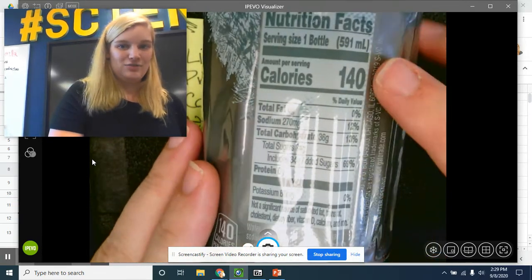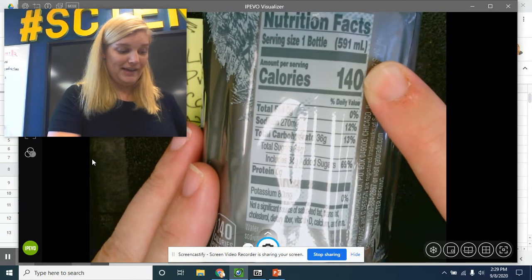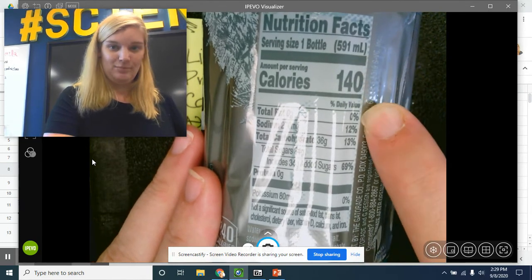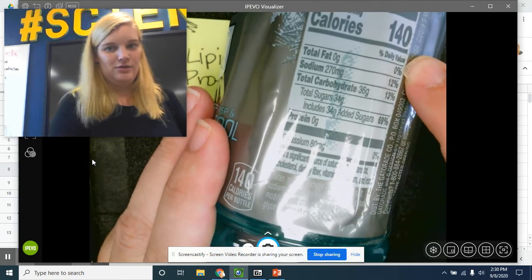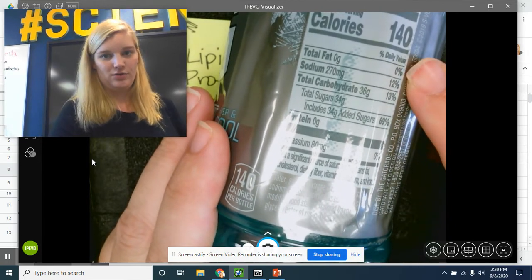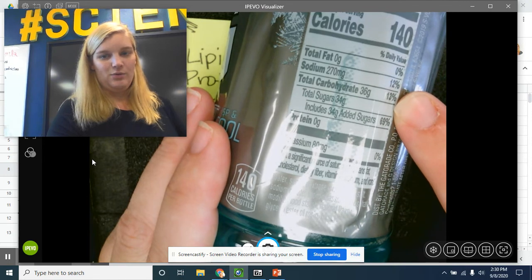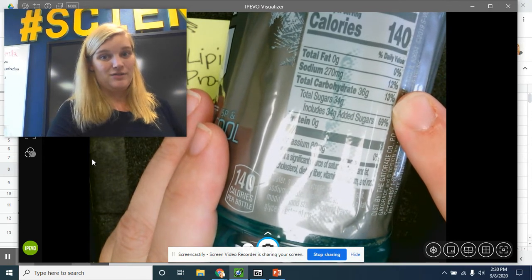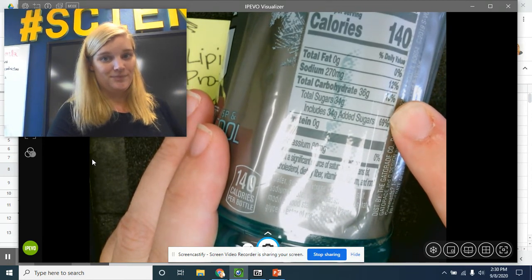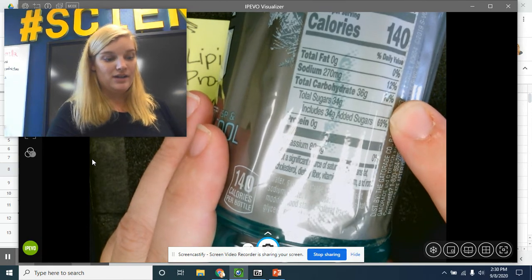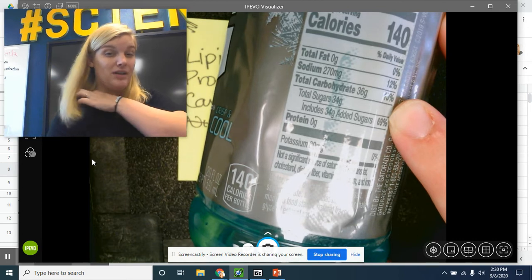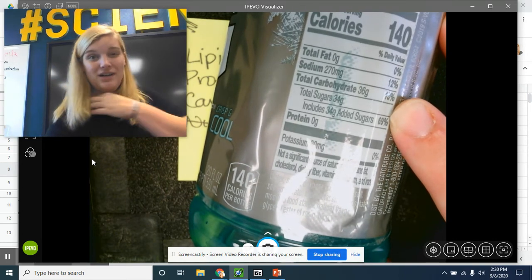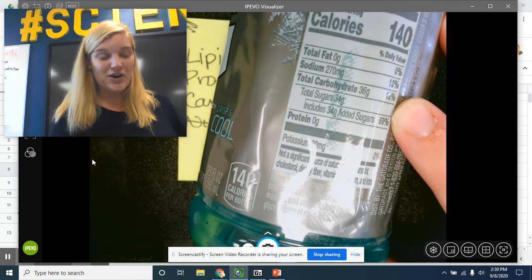So not only is it a really great source of calories for energy to burn, we're not putting anything into our long-term energy storage for fat. And then we have our 36 grams of carbs, most of it coming from added sugar. So that is that quick energy that you get. And a lot of people in class agreed with me that when you drink Gatorade, you kind of feel thirstier afterwards.